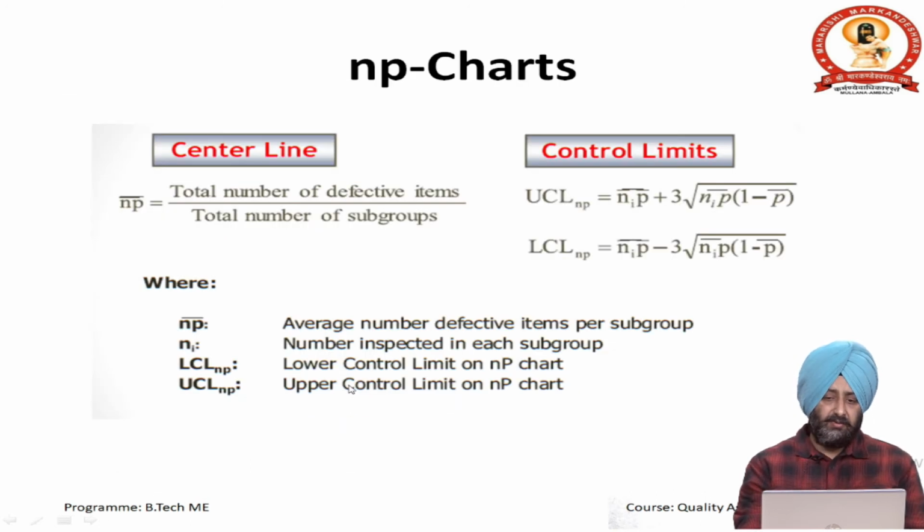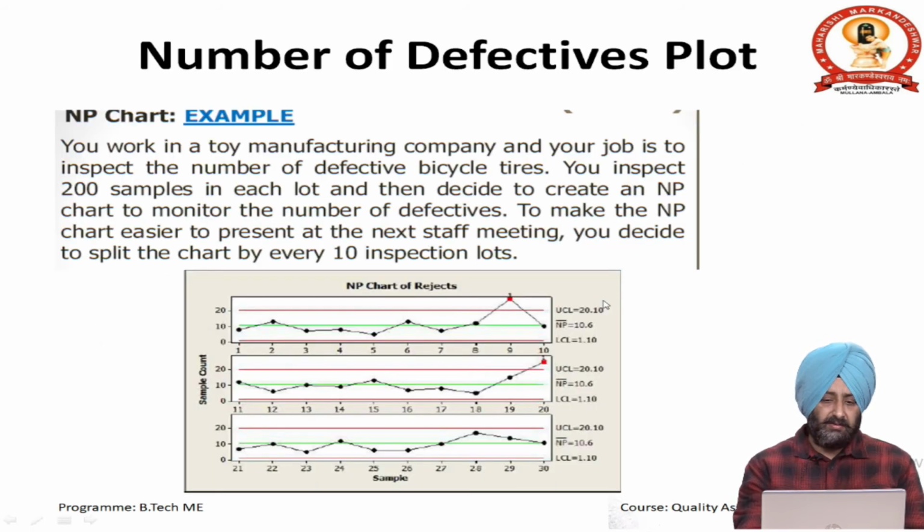Now similarly, you can go for NP charts. These are the formulas for NP charts, generally drawn for constant lot size. So in order to make it more clear, we can take an example. Say you work in a toy manufacturing company and your job is to inspect the number of defective bicycle tires. So you inspect 200 samples. Here the sample size is high.